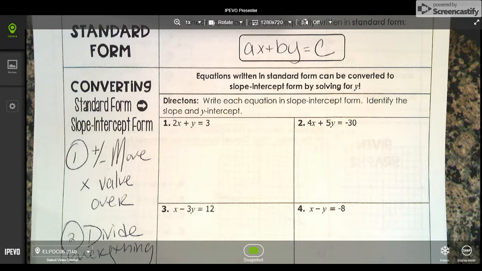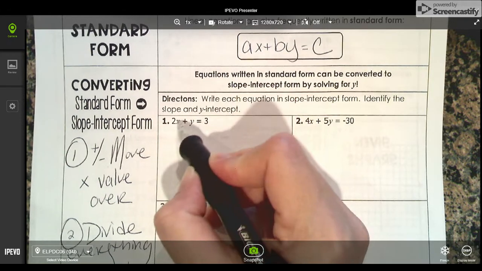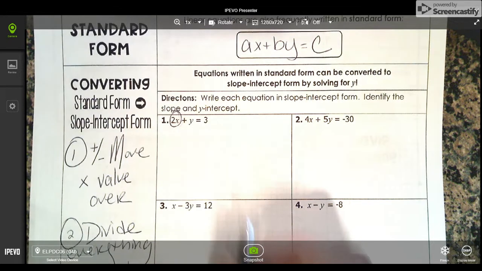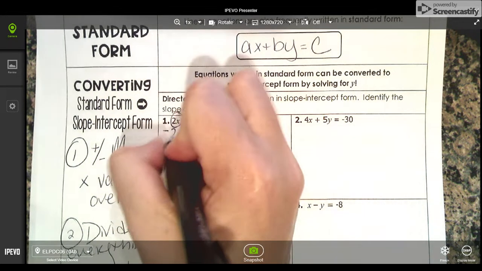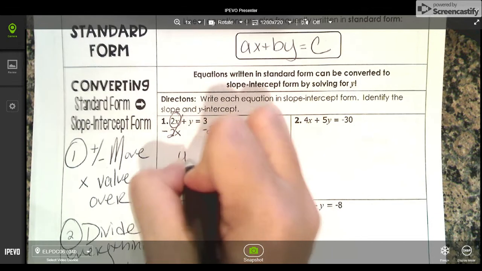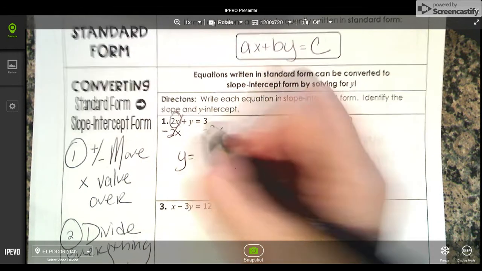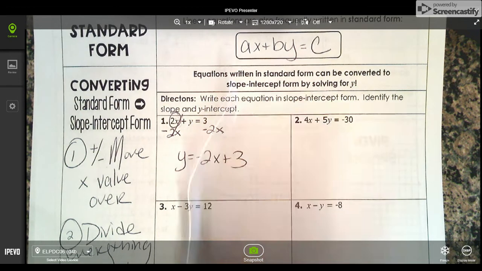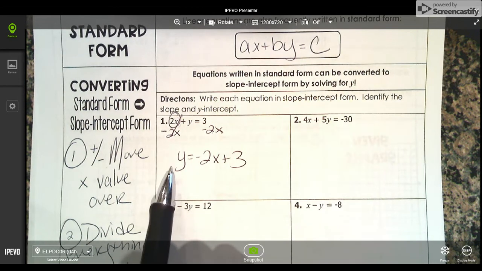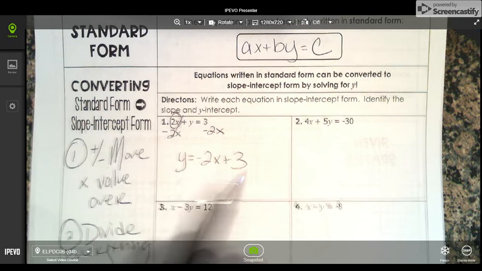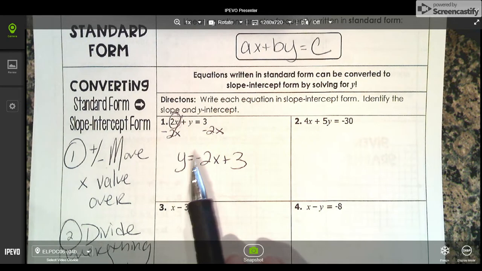So for number one, step one is to move your x values over. I have to move my x values first. This is positive 2x, so I want to subtract 2x. Do not put your x's with your 3. This has an x, this does not. Step two would be to divide by what's in front of y. This doesn't have anything, so you are done. All your answers should look like this: x and y.